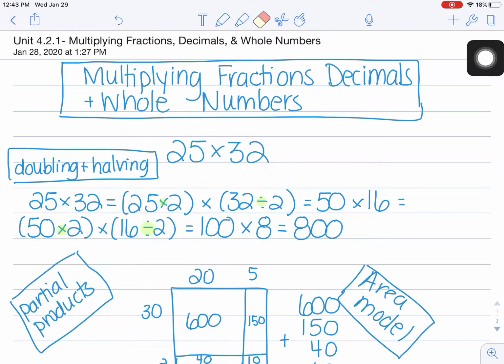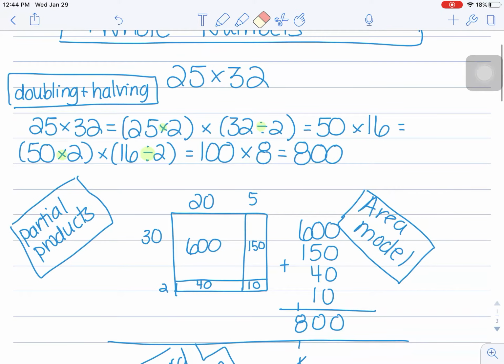Okay, we're going to talk about multiplying fractions, decimals, and whole numbers today. So in our last problem string, we were multiplying 25 times 32. And when looking at this equation, we considered a couple of strategies to help us solve.